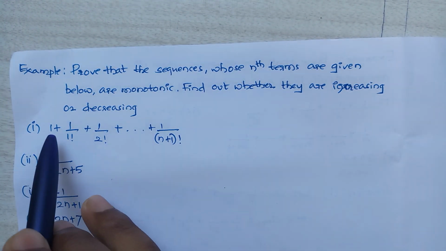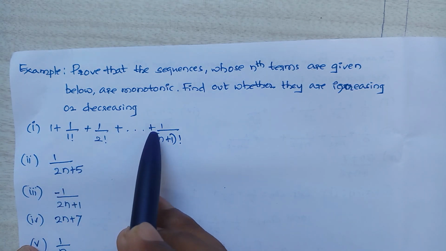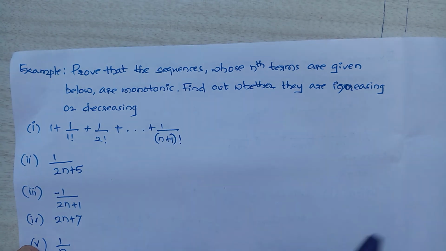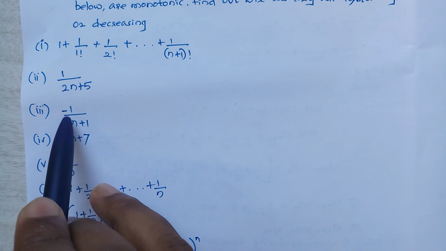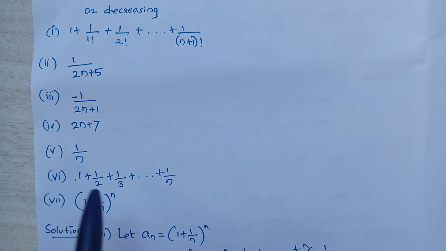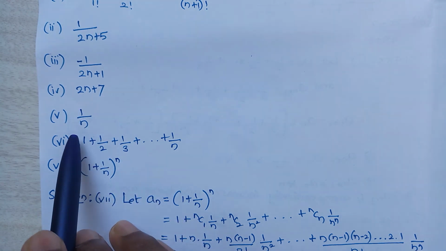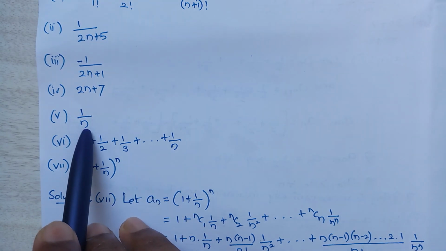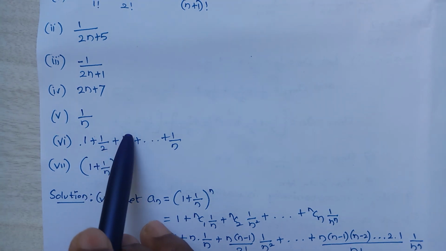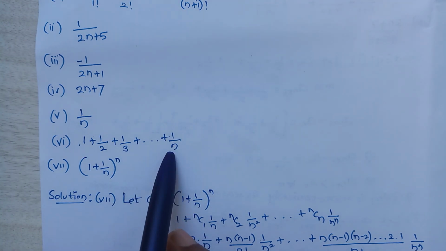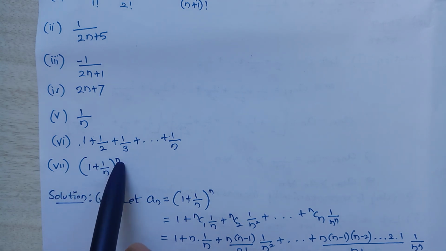The first example is 1 plus 1 divided by 1 factorial plus 1 divided by 2 factorial and so on up to 1 divided by n plus 1 factorial. The second example is 1 divided by 2n plus 5. The third example is minus 1 divided by 2n plus 1. The fourth example is 2n plus 7. The fifth example is 1 divided by n. The sixth example is 1 plus 1 divided by 2, 1 divided by 3 plus 1, 1 divided by n. And the seventh example is 1 plus 1 divided by n to the power n.